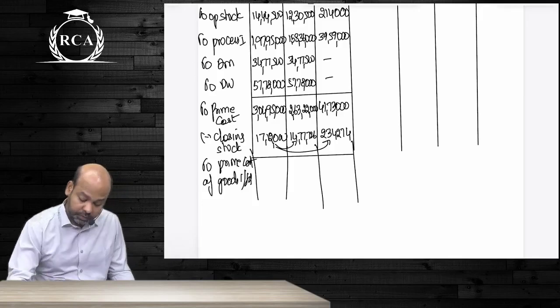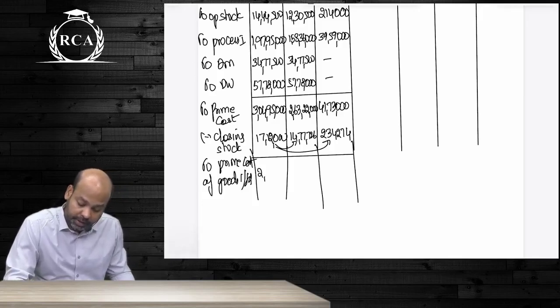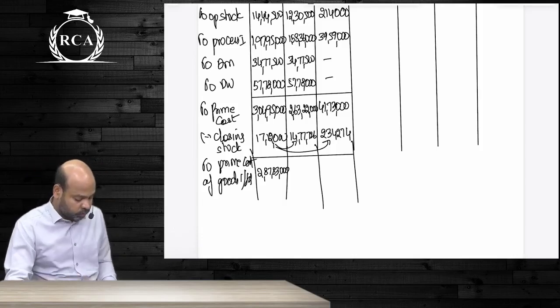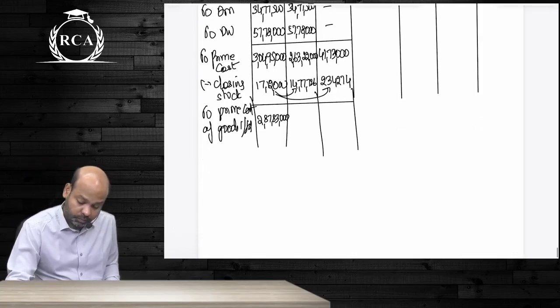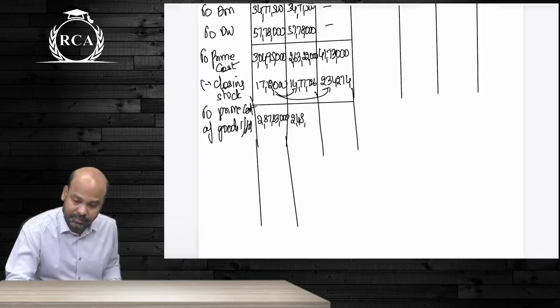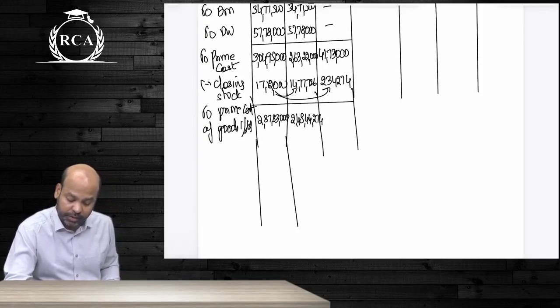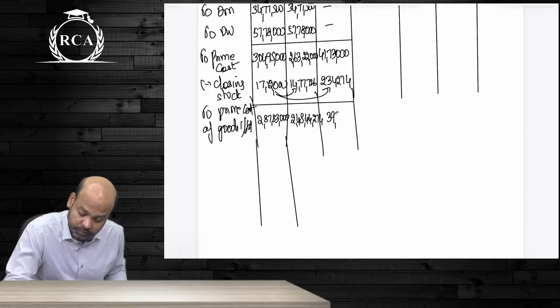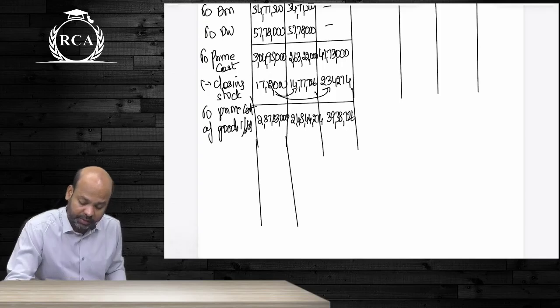2 crores 87 lakhs 83,000 guys. How much is the cost of that? 2 crores 48 lakhs 274. Profit 39 38 726.